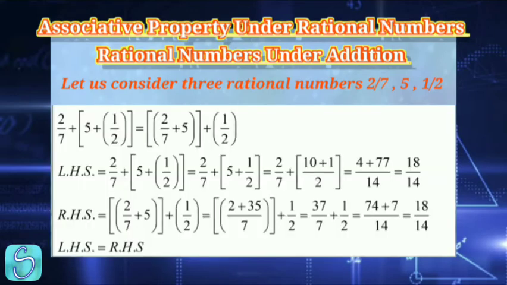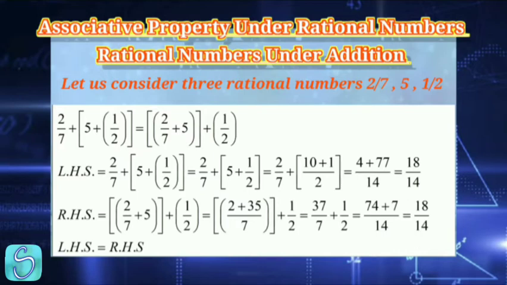(2/7 + 5) + 1/2 is equal to 2/7 + (5 + 1/2). LHS: (2/7 + 5) + 1/2 is equal to (2/7 + 35/7) + 1/2, which is 37/7 + 1/2, which is equal to (74 + 7)/14, which is 81/14.